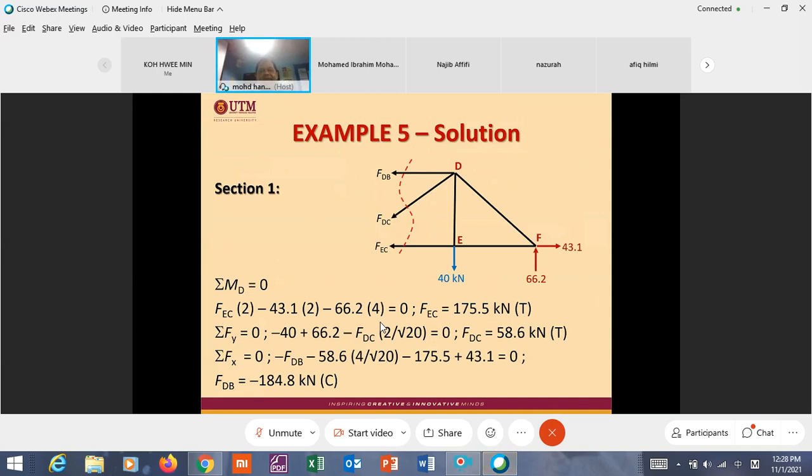This is the first section, or first cutting. The second cutting will be here. So why do we cut here? I have explained just now: to cut through a section where there are not more than three members. If there are four members, cannot, because we only have 3 equations. More than three, cannot.